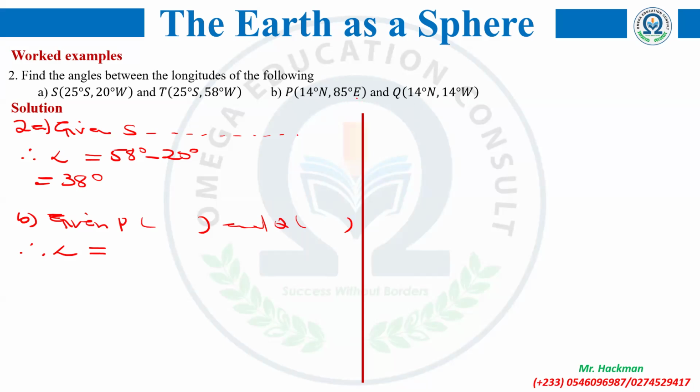In this case, the direction of the longitude of this first point is east. The second point, its longitude, the direction is west. So when the directions are opposite, do we add or we subtract? We add. So it means we are going to get the difference in angle, or the angle between them, to be 85 degrees plus 14 degrees, which gives us 99 degrees.